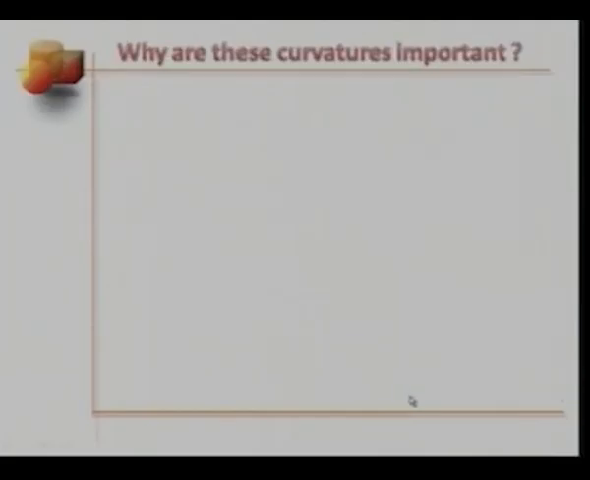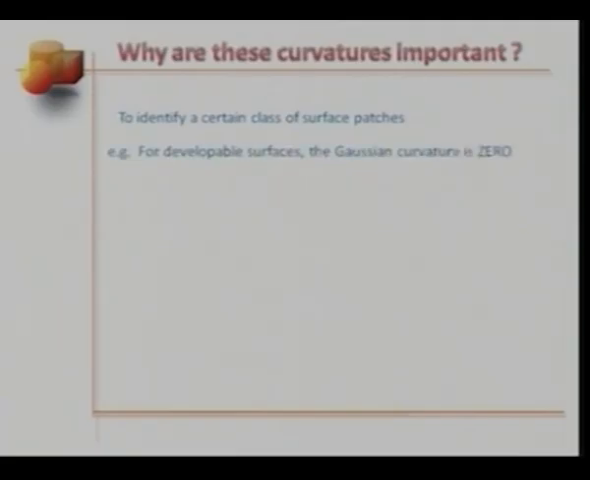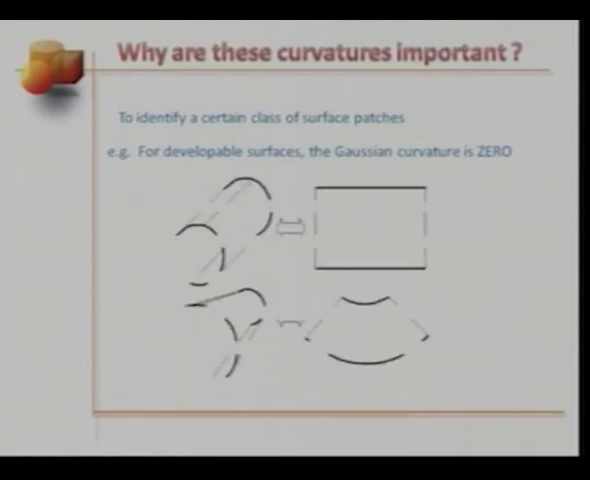Why are these curvatures important after all? With the help of these curvatures, we can identify certain classes of surface patches. For example, for developable surfaces, the Gaussian curvature is 0. As you would know, cylindrical and conical surfaces are developable surfaces for which the Gaussian curvature is 0.